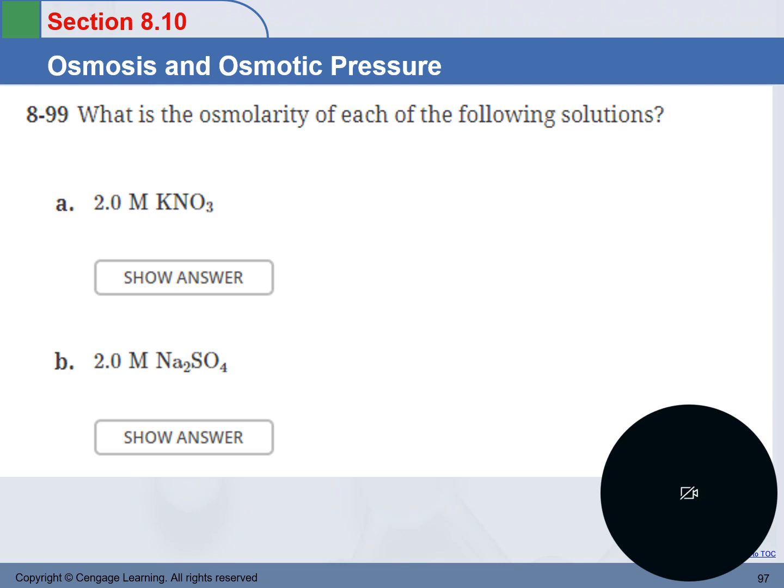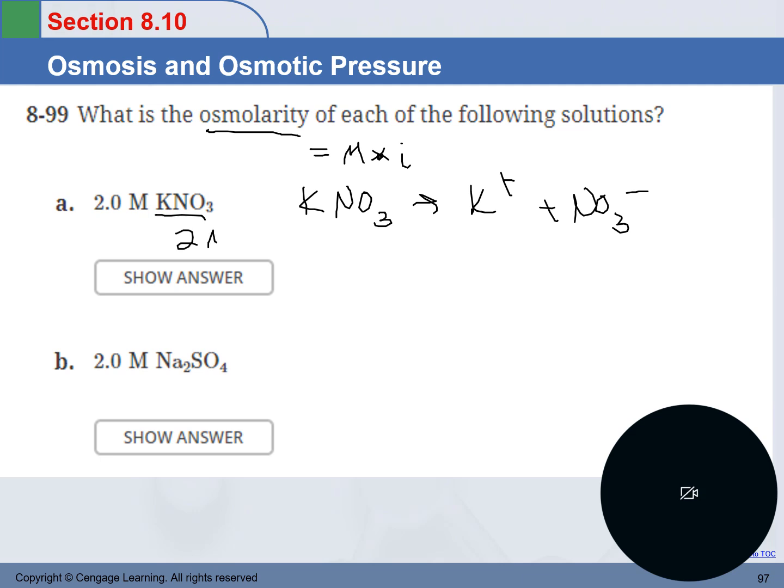So in this exercise we're going to calculate the osmolarity. Again, pause the video, try it on your own. That's just equal to molarity times our i. So with KNO3 dissociating into solution, we end up making potassium ions plus nitrate ions. So there's actually two pieces. So we're going to take our 2 molar times 2 pieces, and that's how we get 4 osmoles.